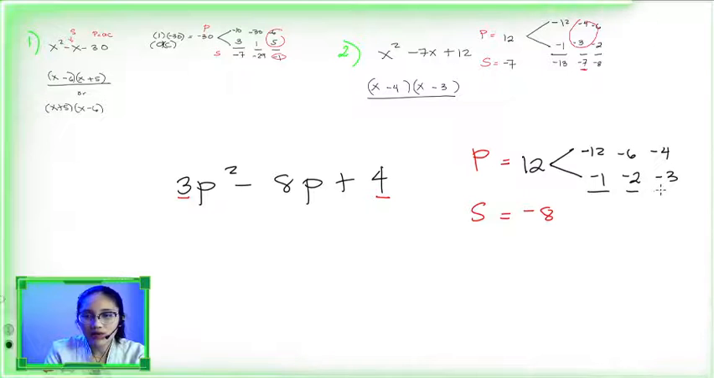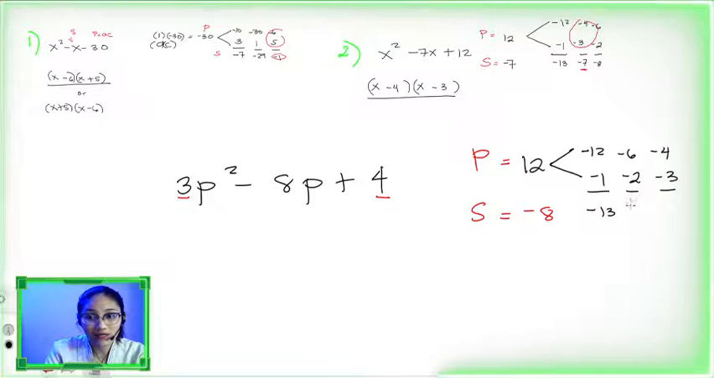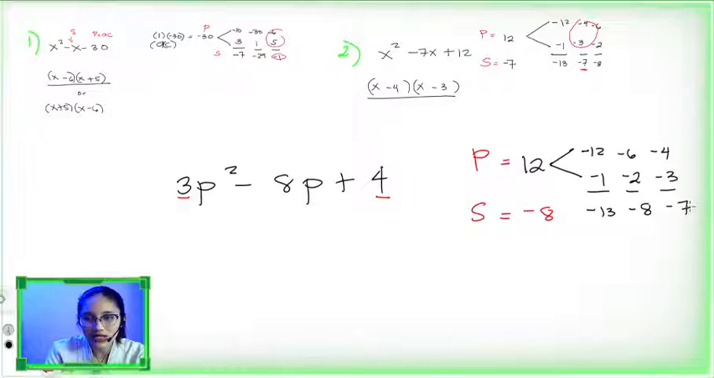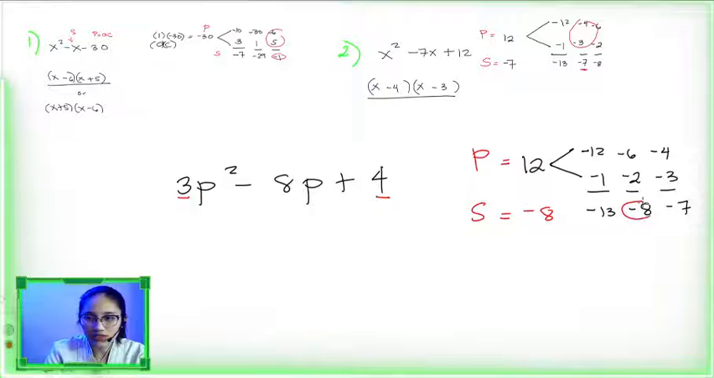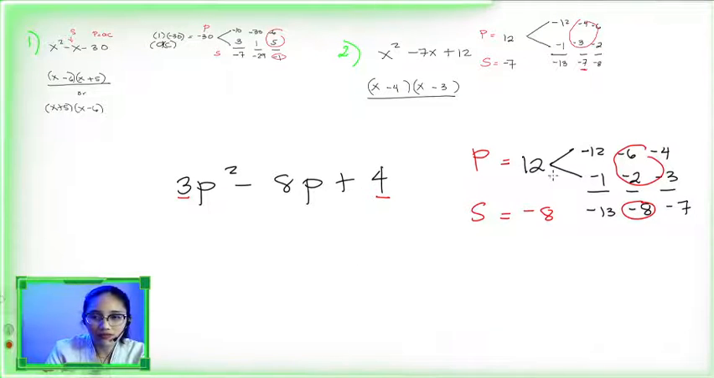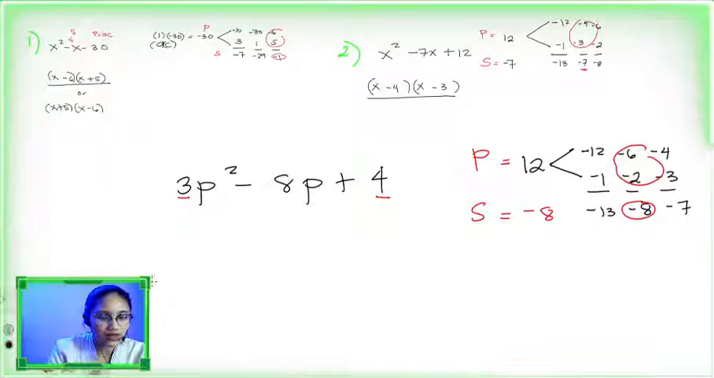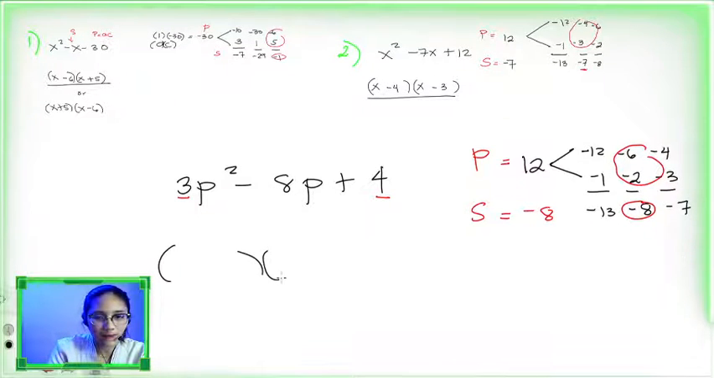Let's identify which of the following has the sum of negative 8. Negative 12 plus negative 1 is negative 13. Negative 6 plus negative 2 is negative 8. Negative 4 and negative 3, the sum is negative 7. Okay, nakita na natin ang hinahanap natin, which is negative 8. Nag-match na siya dito. Meaning to say, negative 6 and negative 2 are the factors of 12 na hinanap natin. Hindi pa tapos ito. So, for us to have our final answer, maglalagay tayo ng parentheses.